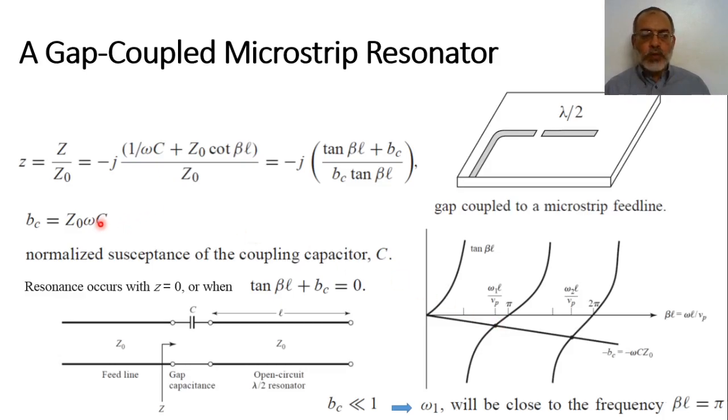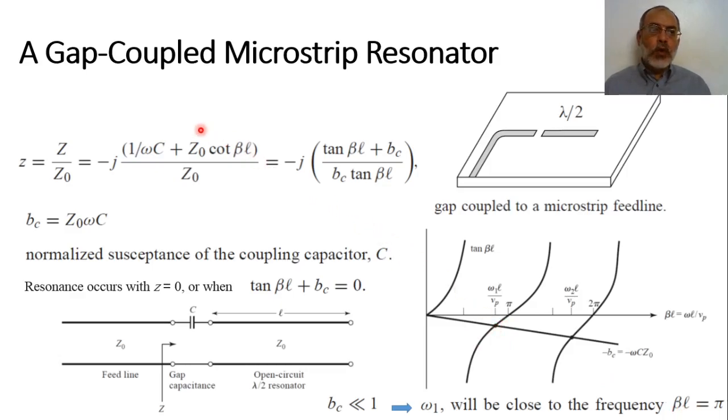And because the value of the capacitance is usually very small in this case, the resonant frequency would be quite close to the value beta L equals pi, or in other words, L equals lambda over 2. So we say that if the value of BC is much smaller than unity, or in other words, the value of the capacitance is very small, the resonant frequency will be very close to beta L equal pi.